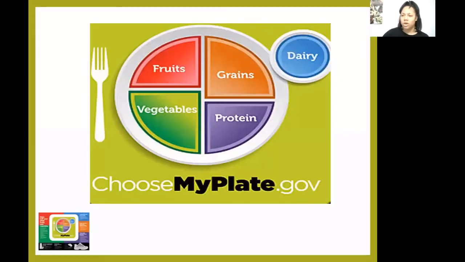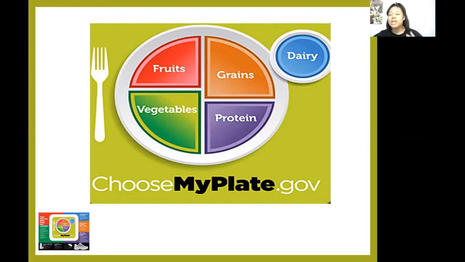What is My Plate, or Choose My Plate? This is exactly what it looks like, an icon for healthy eating for Americans. You can see on the slide that the plate is a circle, and the food groups form a pie. Some of the parts of the circle are larger than others. What this means is that the larger parts are the foods that we should want to eat more of.